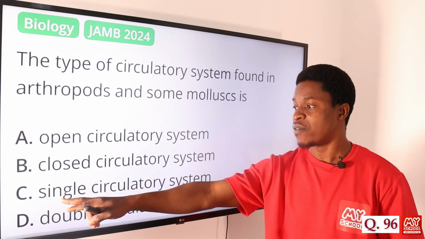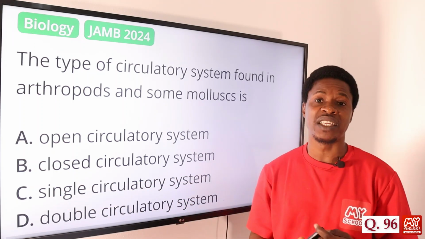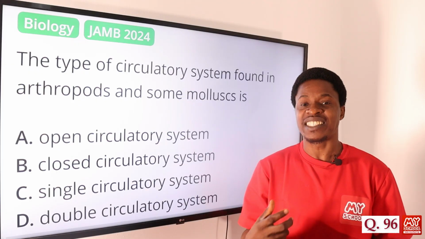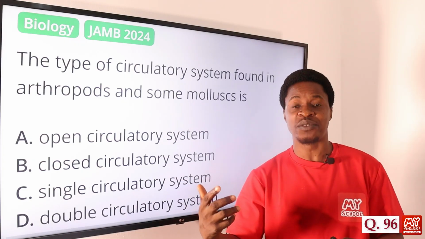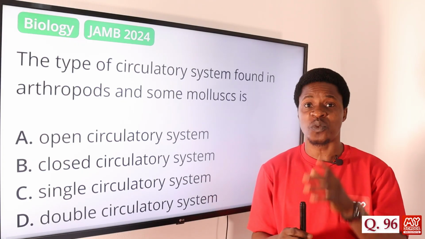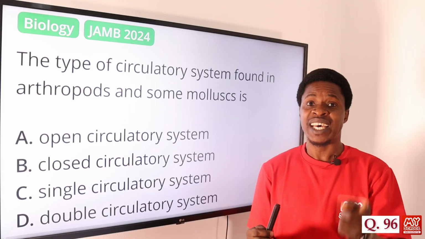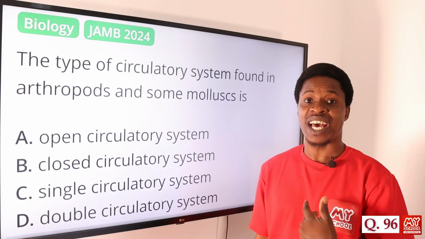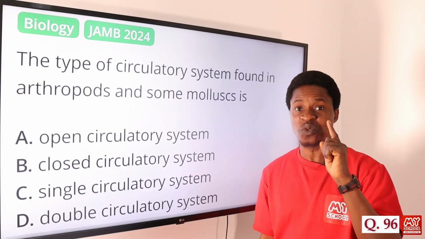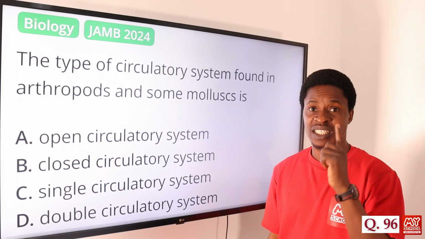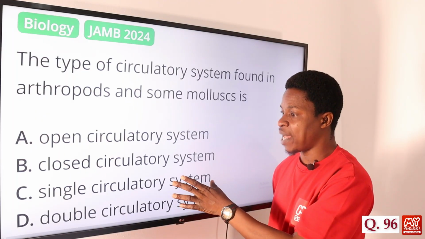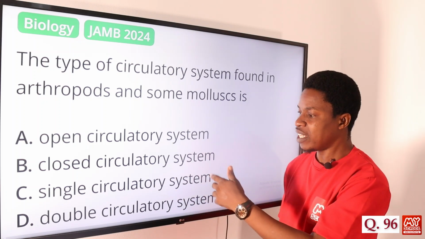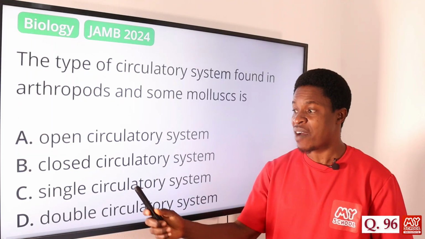In option C, we have a single circulatory system. A single circulatory system is a system where the blood passes through the heart just once in every circuit. It doesn't have to pass through it again before it moves. So that is a single circulatory system. This kind of system, we can find in amphibians, and in some fishes too. Yes, the fishes also have this kind of system.